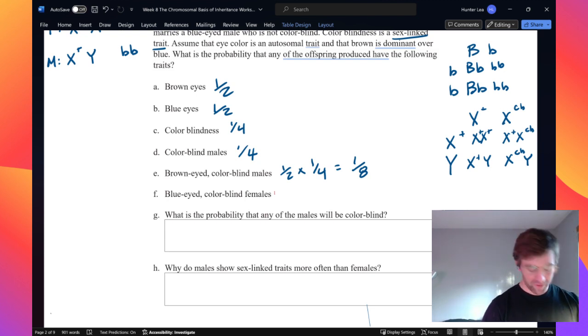What is the probability of producing blue-eyed, colorblind females? Similarly, 1/2. There is no probability of a colorblind female based on this pairing.